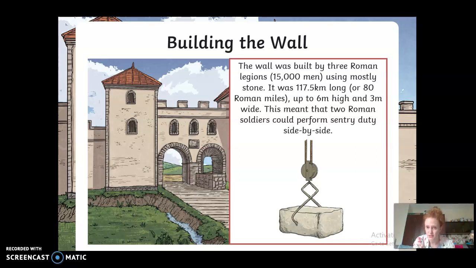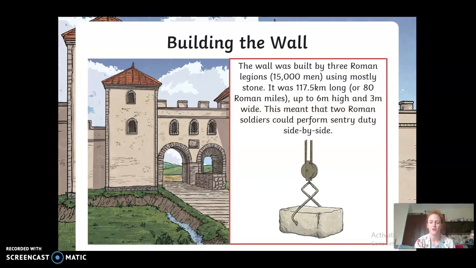So it was 117 kilometers long, and at that time Romans had their own measurement system, and they called it Roman miles. So 117 kilometers was 80 Roman miles. All right, it was up to 6 meters high. So imagine I am nearly 2 meters high. Okay, so imagine three Miss Christinas standing on top of each other, and this is how high it was. So it was quite high, and it was 3 meters wide. Okay, 3 meters, that's Miss Christina and a half.